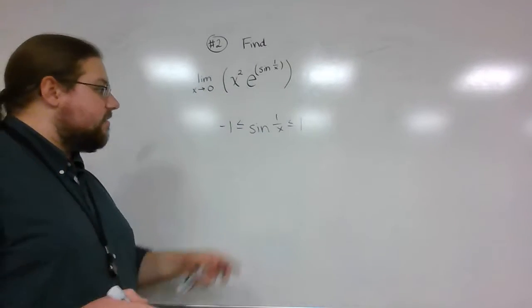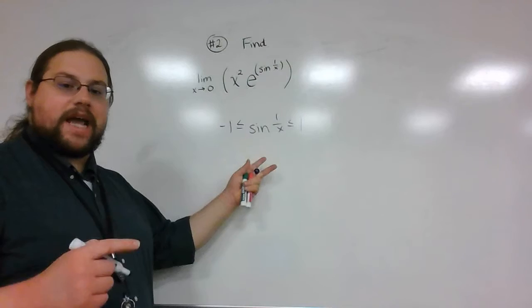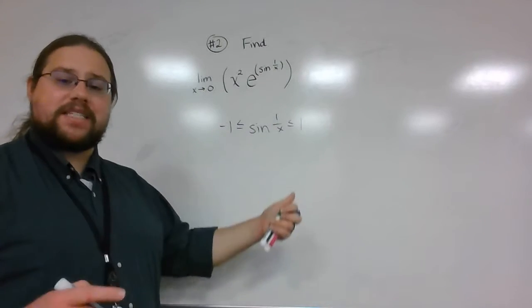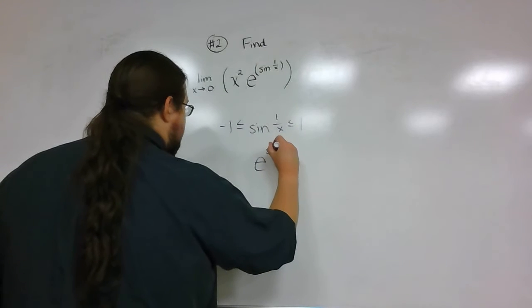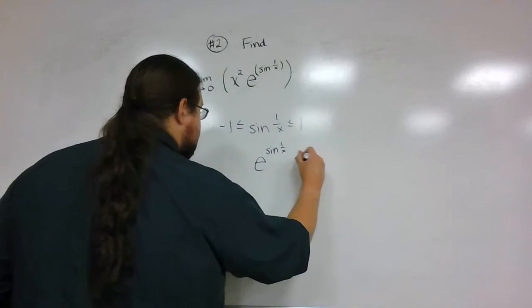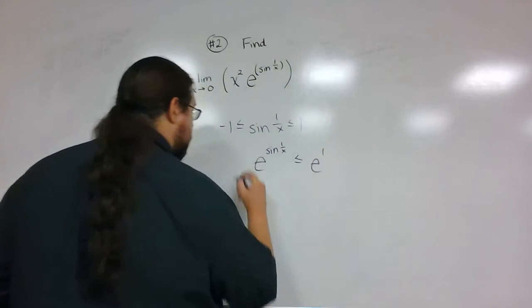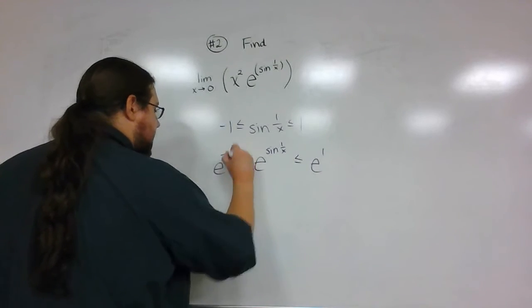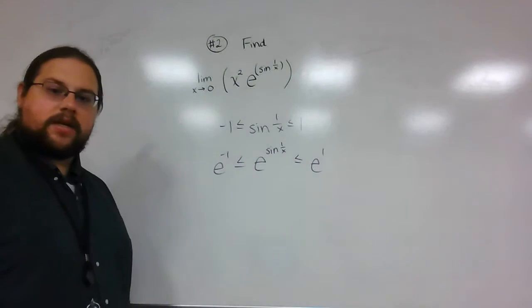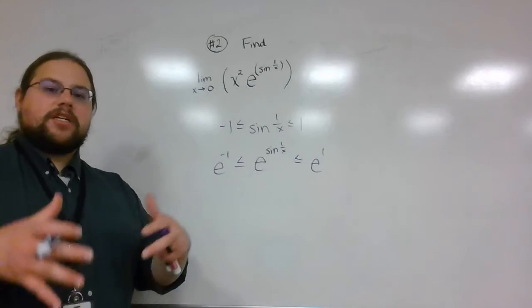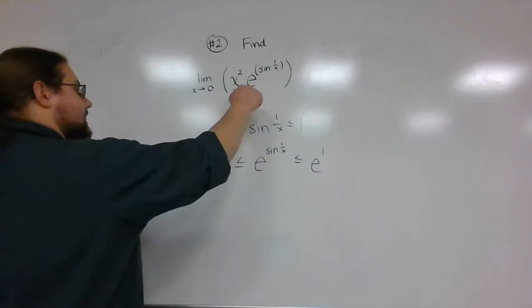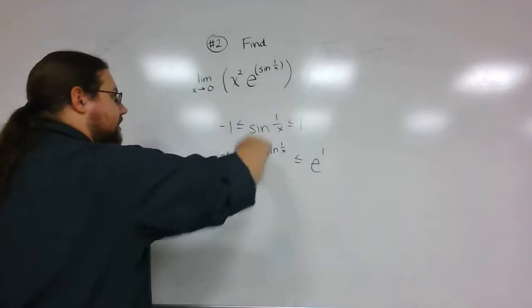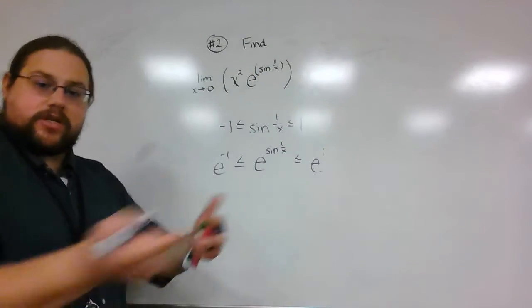So if the sine of 1 over x is between -1 and +1, that should also mean that e to the sine of 1 over x is going to be between e to the +1 and e to the -1. Now I'm slowly building this back up to make it look like the function I already had. So here's what I'm going to do now. I've already got this e to the sine of 1 over x here in the middle. So now all I'm missing is that x squared.